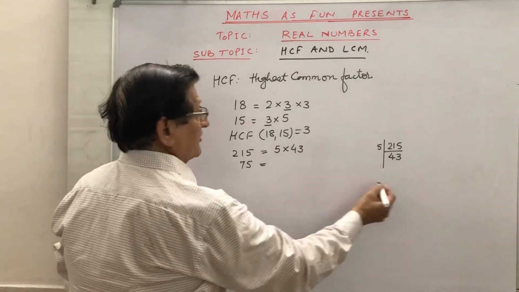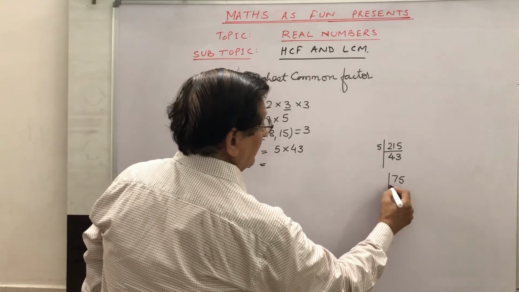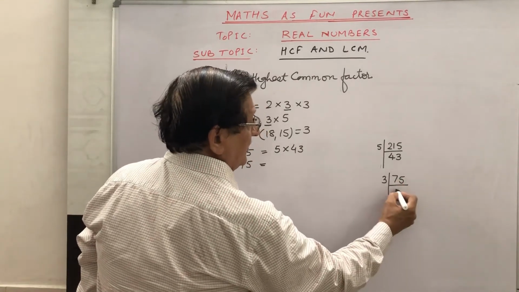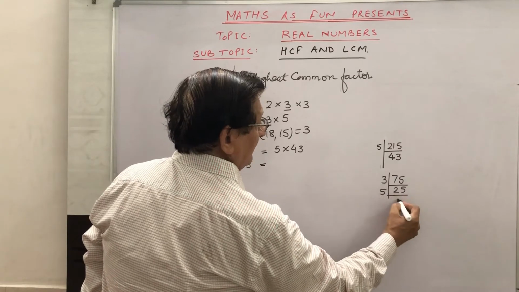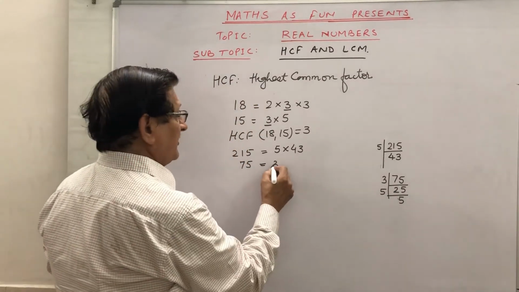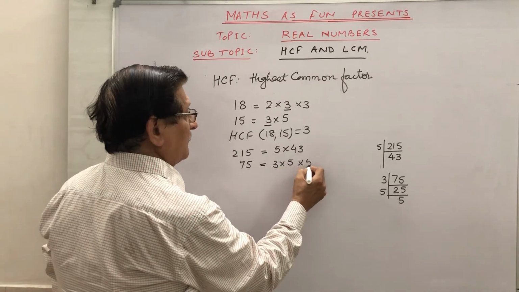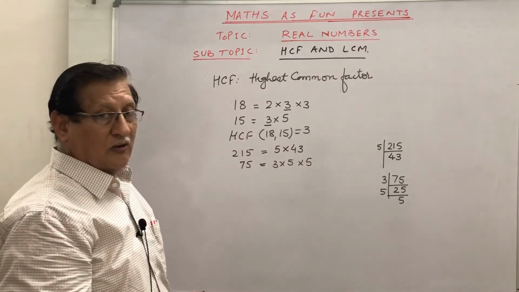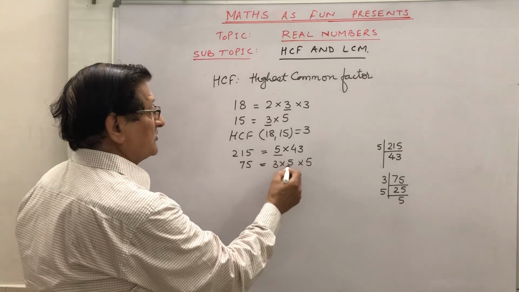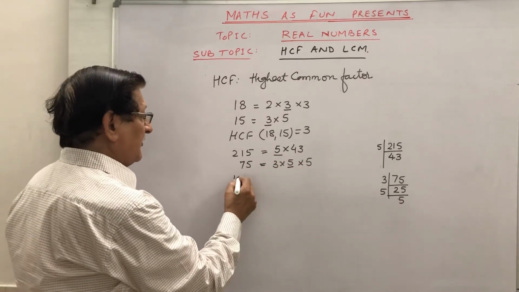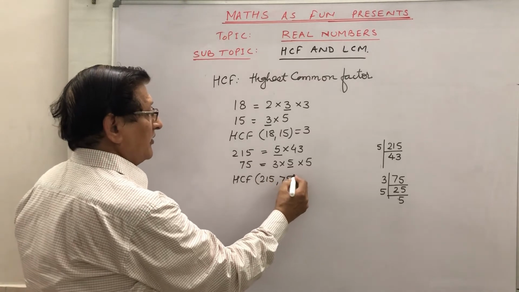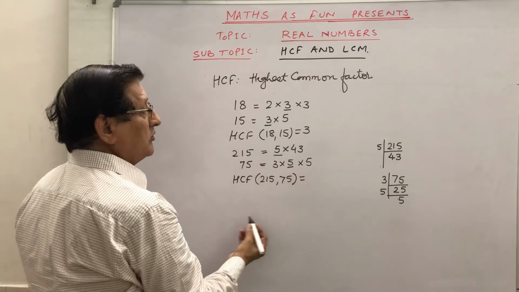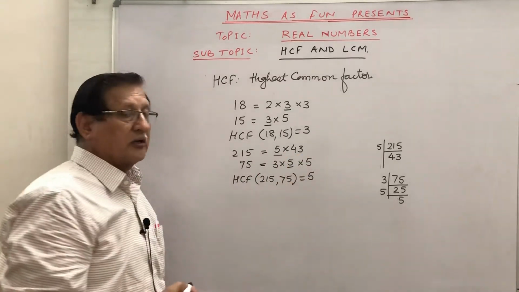75, if you find the factors, 75 also you can find the factors the same way. 3, that is 3 2s are 6, 3 5s are 15. Then 5, 5 5s are 25. So we get the factors 3 into 5 and 5 of this. What is the common in them? That is 5. So HCF of 215 and 75 is equal to 5, we can write.